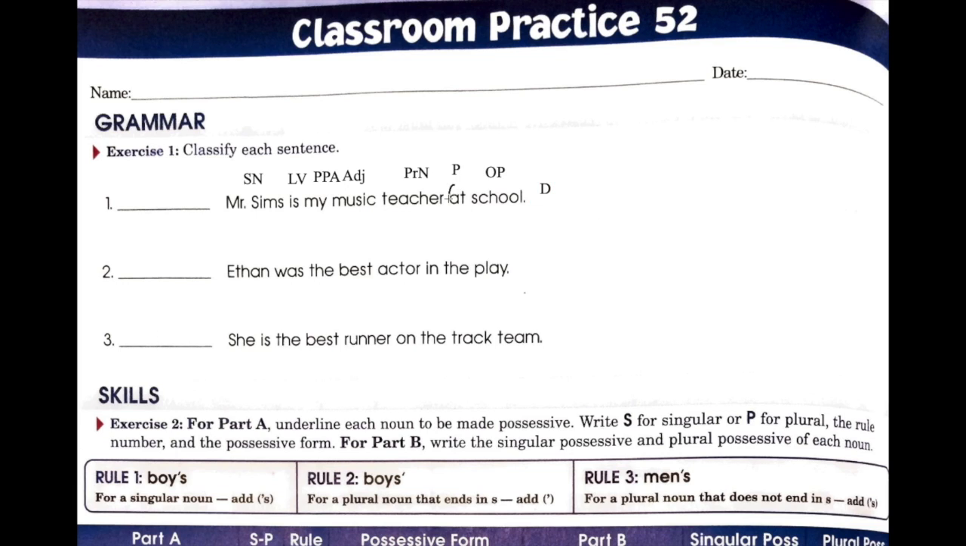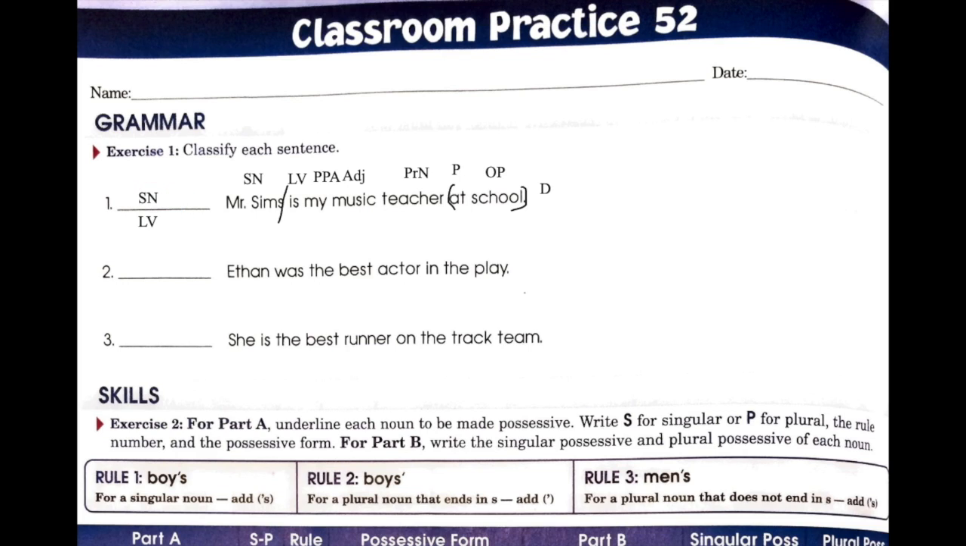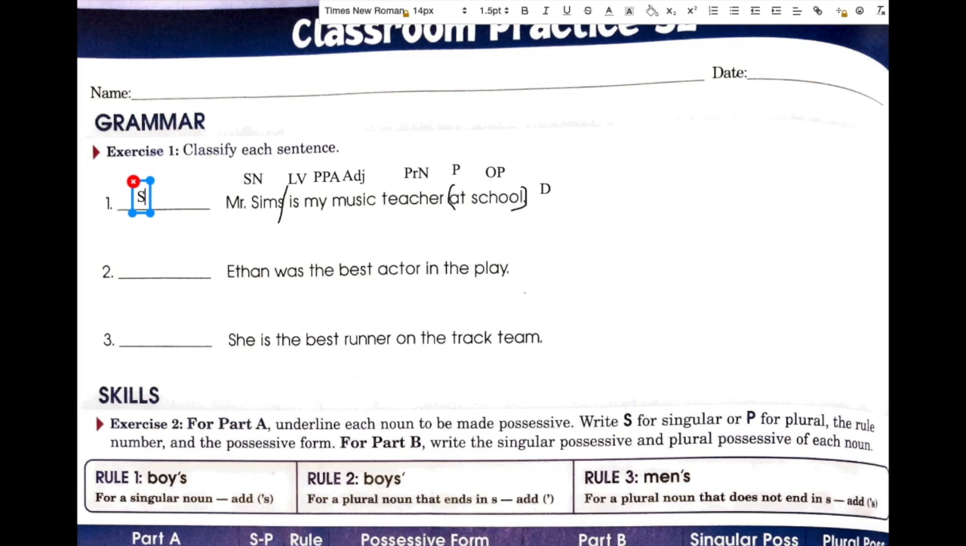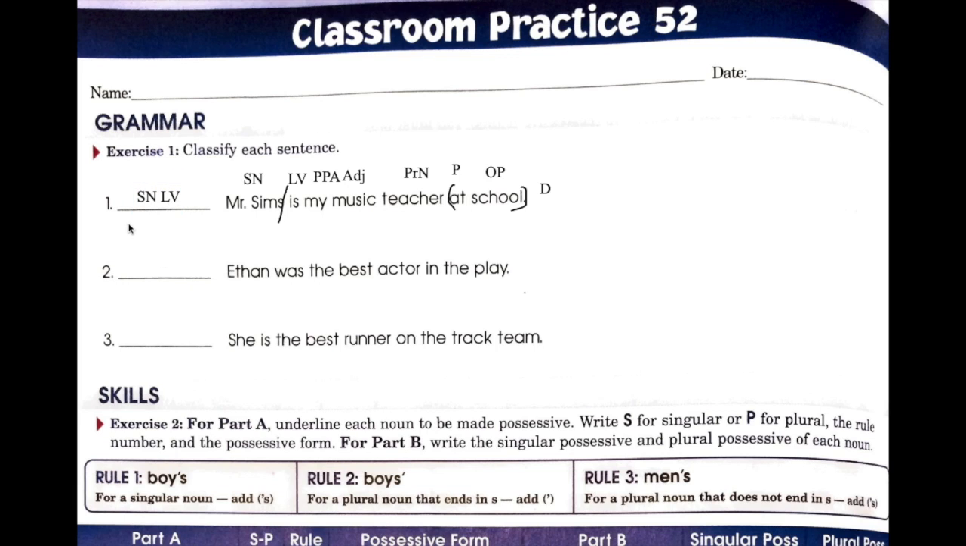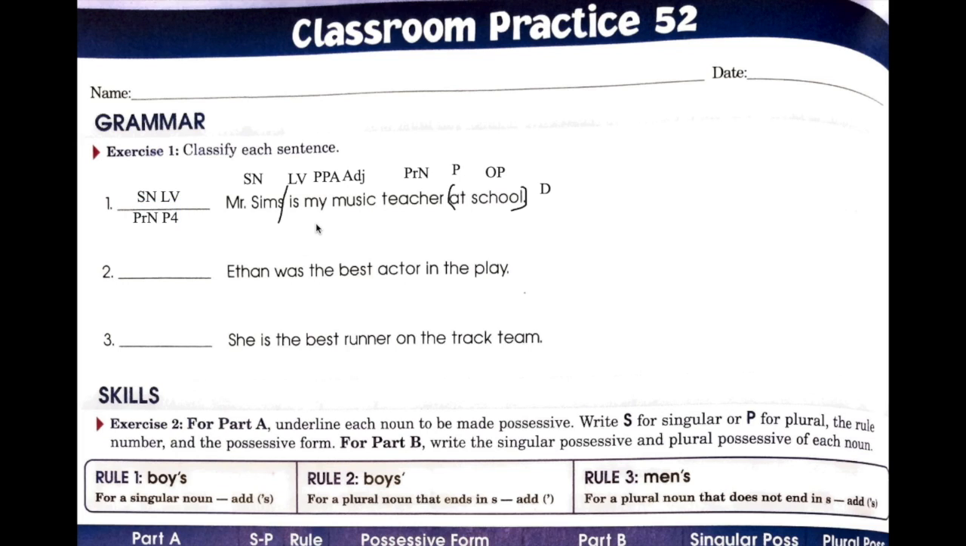Put parentheses around your prepositional phrase. Divide the complete subject from the complete predicate, right where the verb is. And this is subject noun, linking verb, predicate. Oops. All right, sorry. Subject, noun, linking verb, predicate, noun, pattern 4. And we're done with that one.